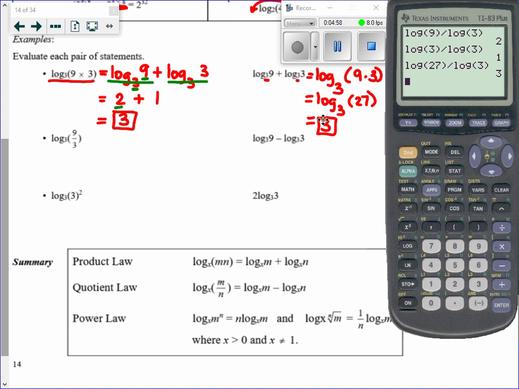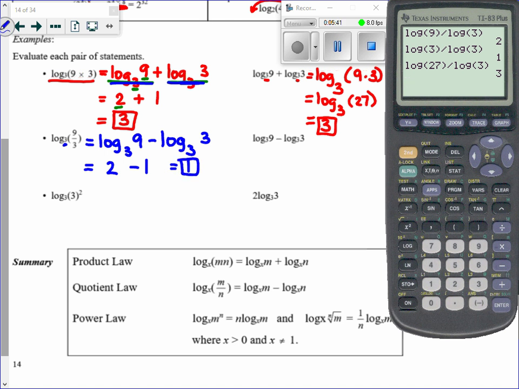Okay, log in base 3 of 9 divided by 3. We're going to use the quotient law in the box above. The quotient law says that this is the same thing as log in base 3 of 9 minus log in base 3 of 3. Just like when we are dividing two of the same base with their exponents, we subtract exponents. Now we're dividing inside a log in the same base, and so we're subtracting their logs. Log base 3 of 9, well, we figured that out right here. It was 2. Minus log base 3 of 3, well, we figured that out there. It was 1. So it's 2 minus 1, which is 1.